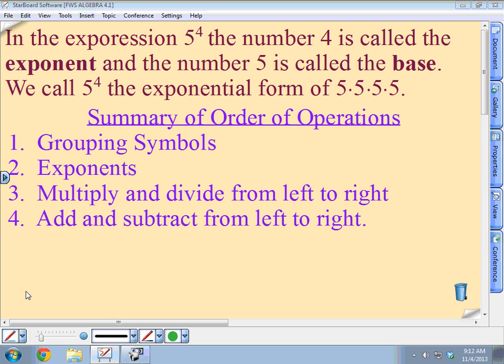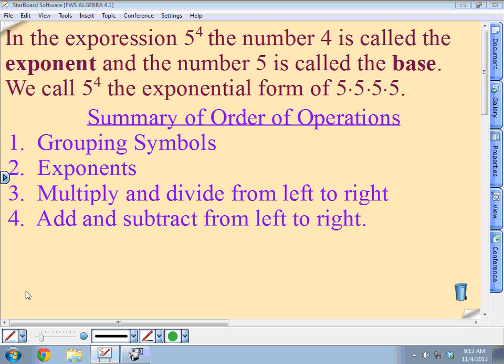Does anybody have any questions on what that means? The exponent, the base. I think that should all be pretty much from pre-algebra, but that's what an exponent is. It's the number that you raise a base to. And all it's about is multiplying it that many times. So let's also review the summary of our order of operations.